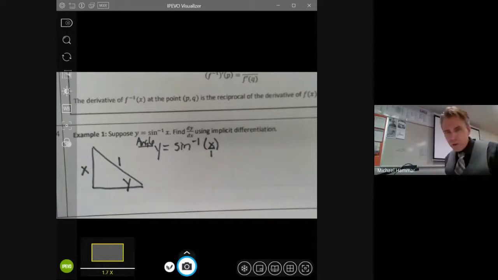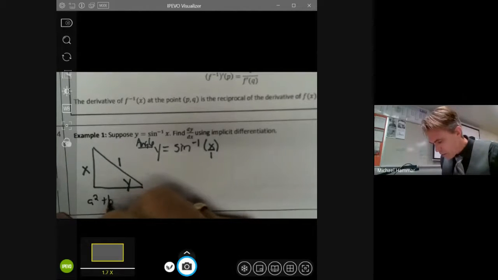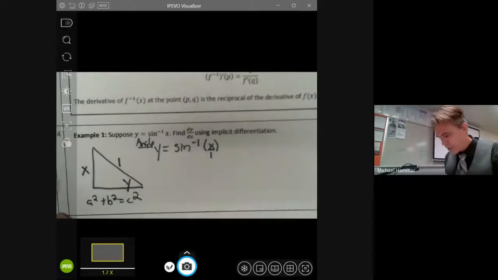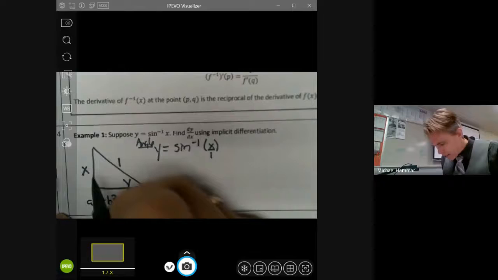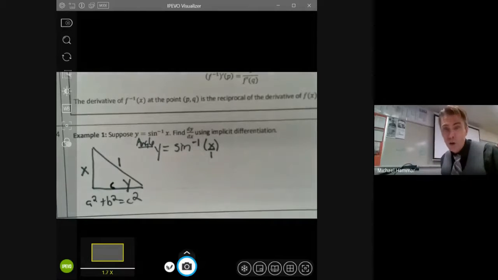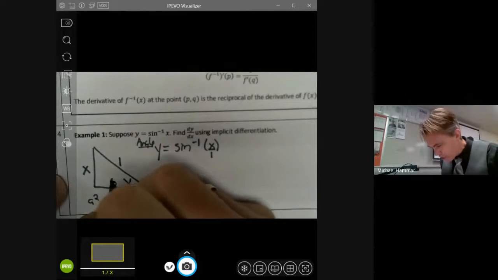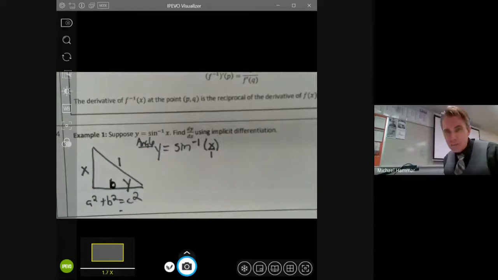So what you have to do is use the Pythagorean theorem again. We're going to use a squared plus b squared equals c squared. Remember a and b, and let's call this b, because we know the hypotenuse. Let's call this b. We're going to try to figure out what b is.